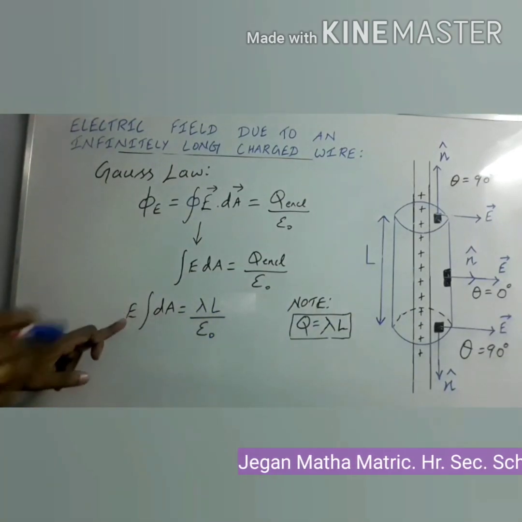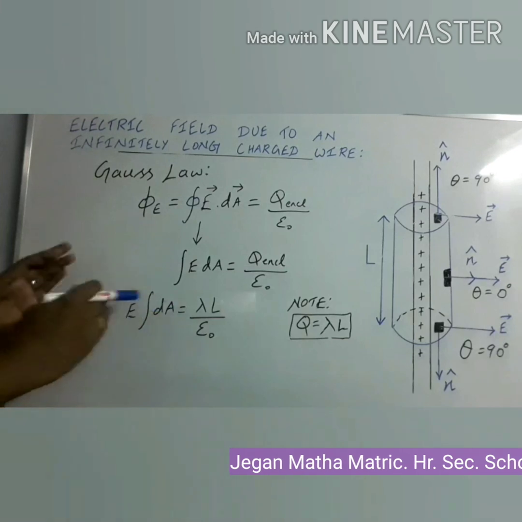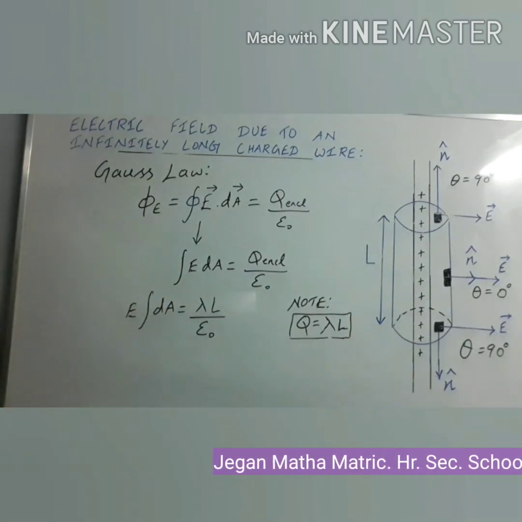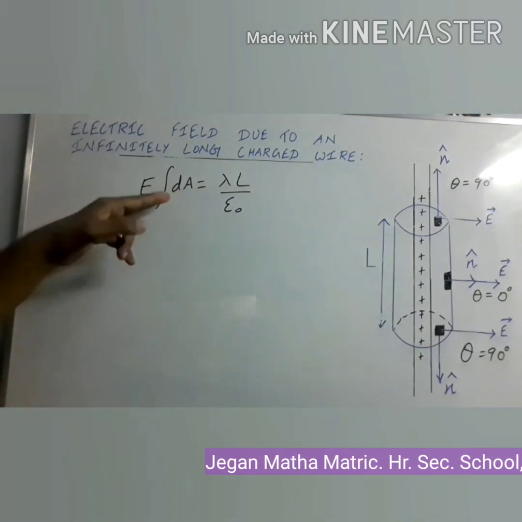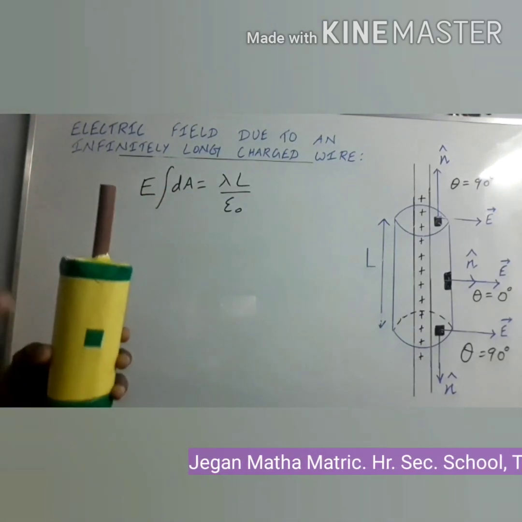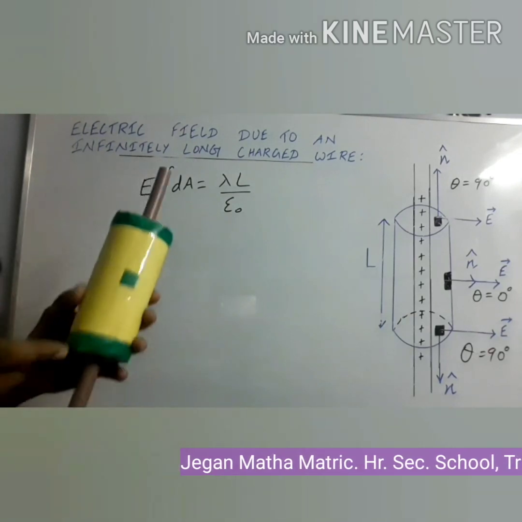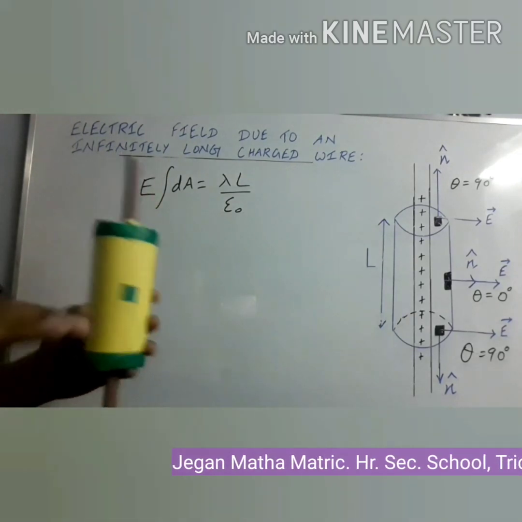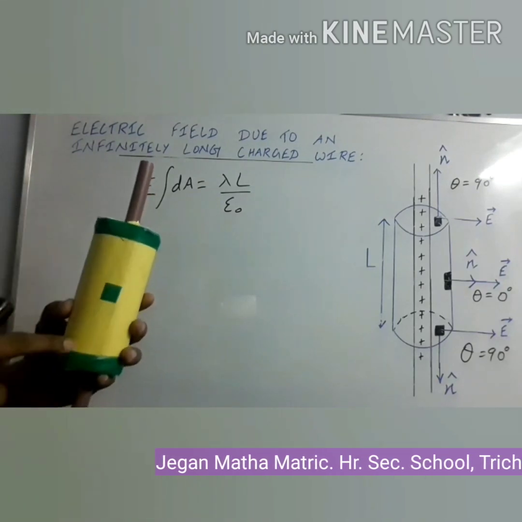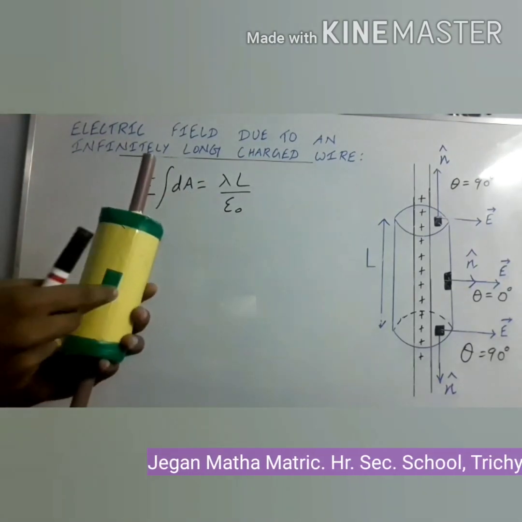Here a uniform electric field is given, so E can be taken outside. Here dA has to be integrated. dA is nothing but a small area in the curved surface. There will be no electric flux at the top surface and bottom surface, so there will be no electric field there. So we can neglect the two surfaces. We are going to consider only the curved surface. So dA is the small area in the curved surface.